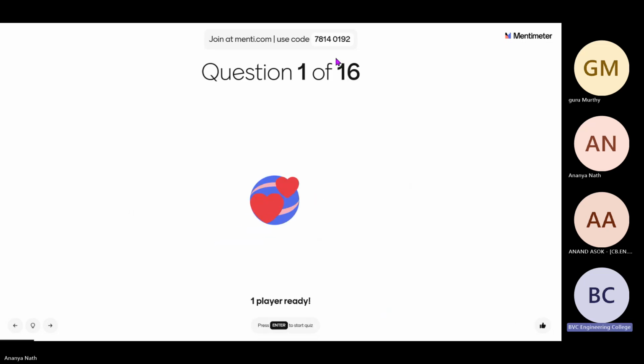Menti.com. If I type the code, what is the code? 7814. 0192. Yes, 7814, 0192.